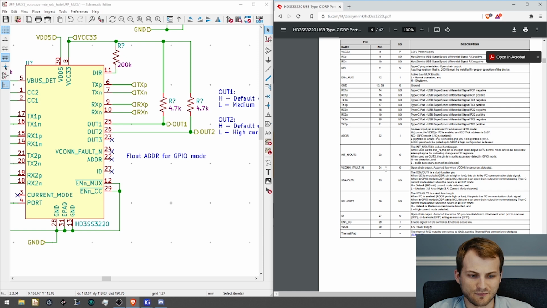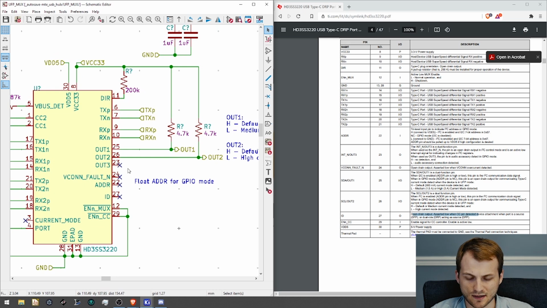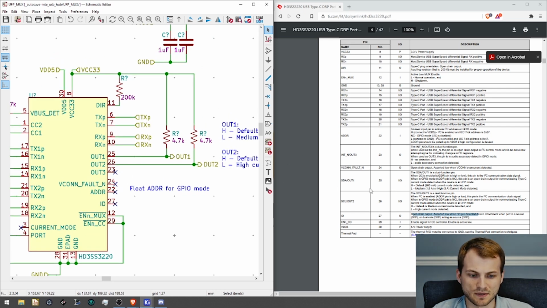For the VCON fault, that is an open drain output for if there's an overcurrent event. We don't have a microcontroller on here, and I don't want to have an LED for something like that. We float that. ID is basically the exact same thing, but it shows when there is a device attached. Maybe that would be useful for an LED, but I floated that as well. For the out pins, those were a little bit more useful. So like I said, with the alternative pins, these are either SDA, SCL, or an interrupt.